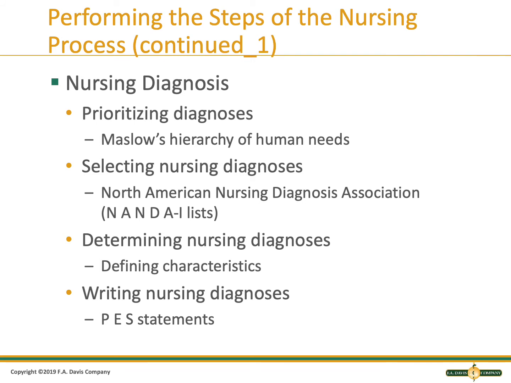But what you'll do is you'll look to see what kinds of signs and symptoms they have. Then you'll go to your NANDA approved book and look at their medical diagnosis, and you'll see a list of associated nursing diagnosis or typical associated nursing diagnosis.